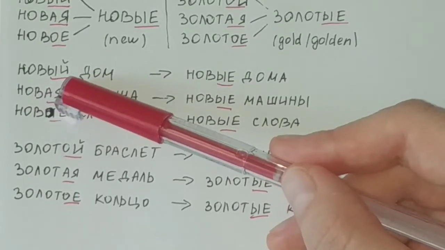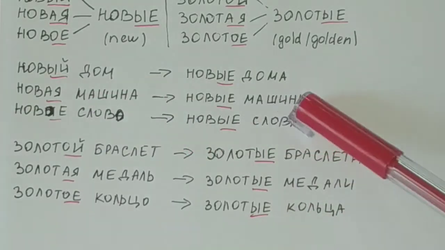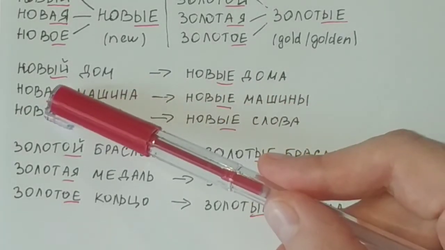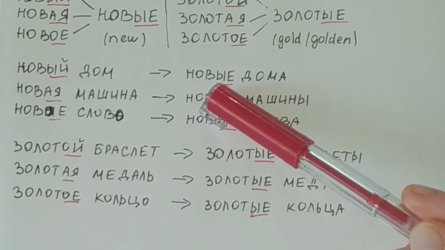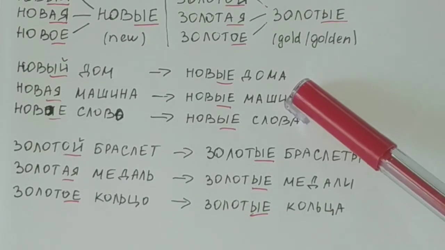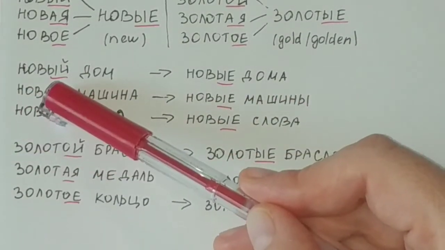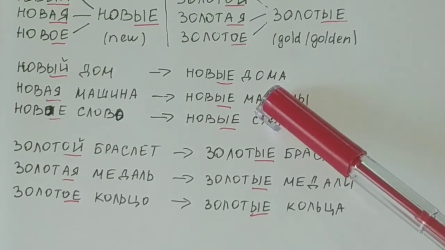So to make it plural, we are turning the noun дом into plural, which is дома, and the adjective новый is новые in the plural. So the whole phrase in the plural will be новые дома. So новый дом, new house, новые дома, new houses.